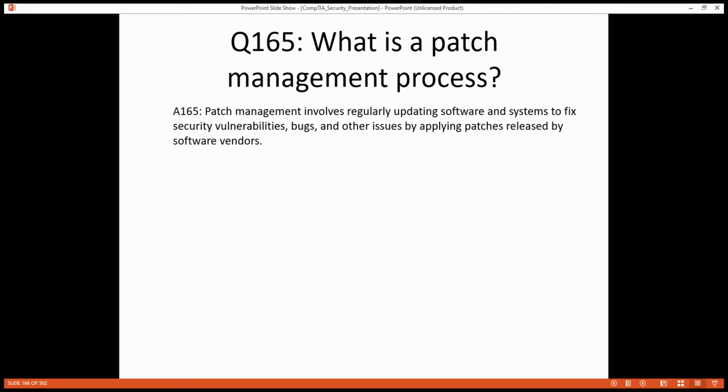Q165. What is a patch management process? A165. Patch management involves regularly updating software and systems to fix security vulnerabilities, bugs, and other issues by applying patches released by software vendors.